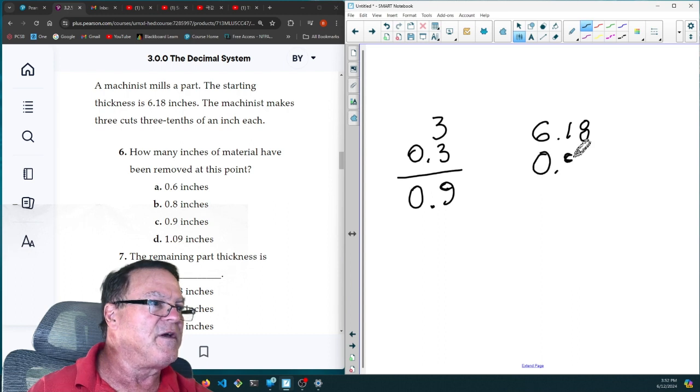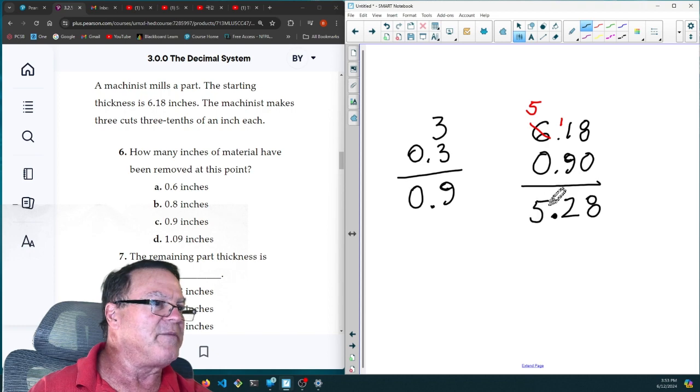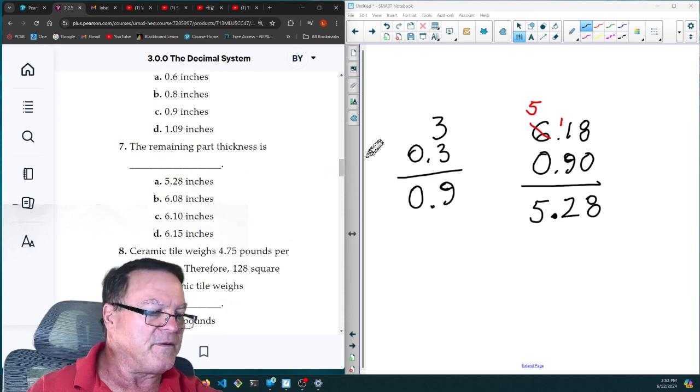Inches of material. So we'll write 0.9, and I'll put a placeholder there. 8 minus 0 is 8. 1 minus 9, well, I can't subtract 9 from 1. So I'm going to borrow 1 from my 6, from my ones column. I'm going to make that 5, and I'll borrow that 1 and make this 11. 11 minus 9 is 2. I'll put my decimal point, and then 5 minus 0 is 5. So the remaining material is 5.28 inches. 5.28 inches. Okay.